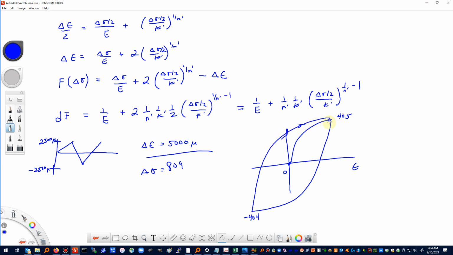If I were to add a couple more digits to this, a couple more behind the decimal place, it's probably like 405.5 or something like that. And so then we have a stabilized hysteresis loop.